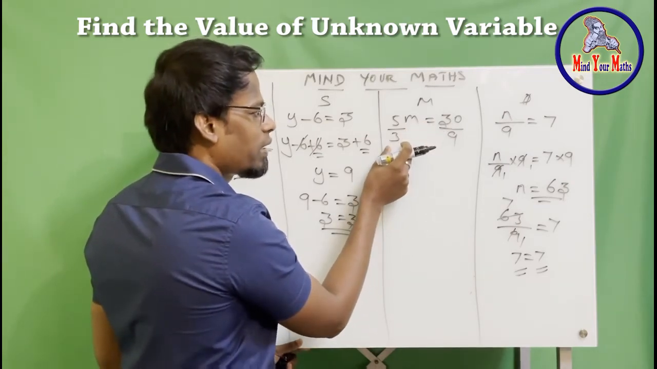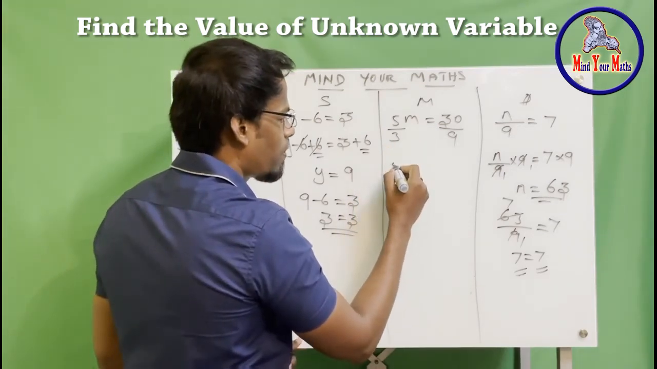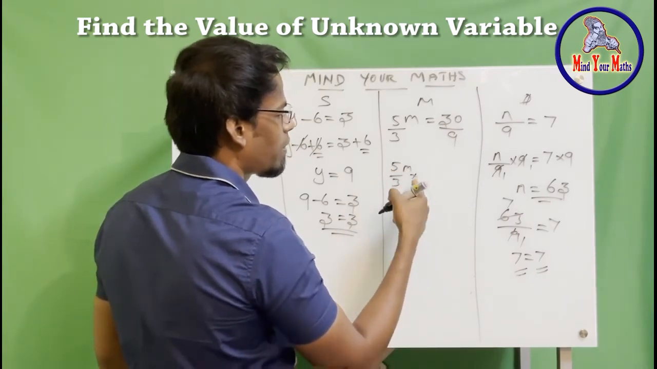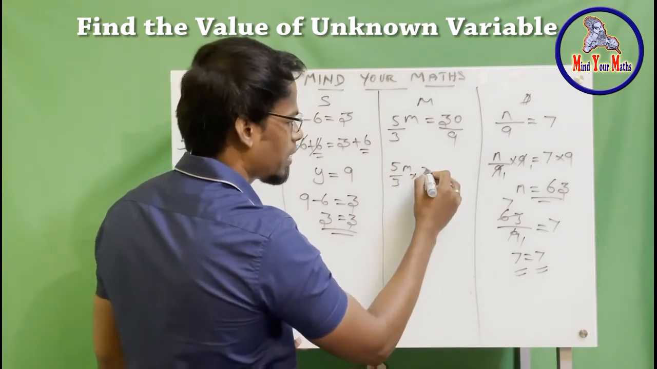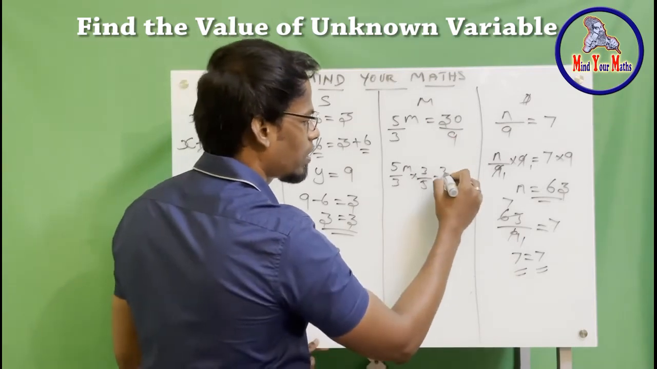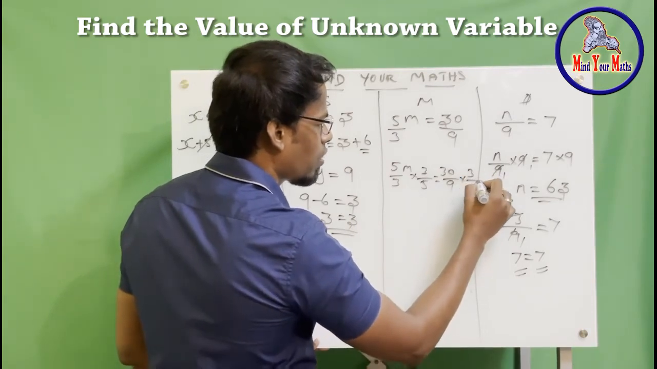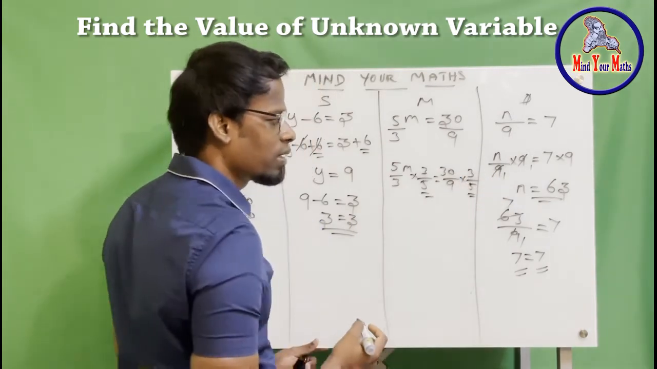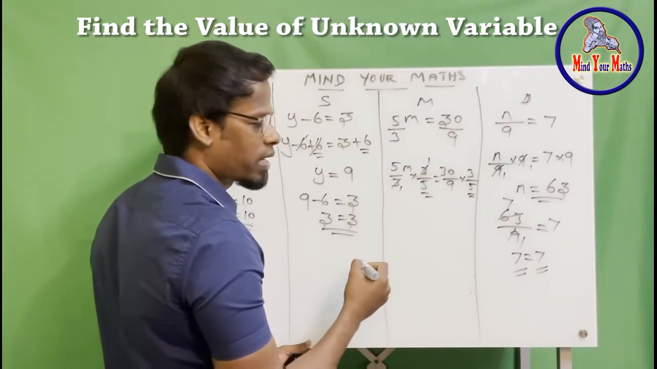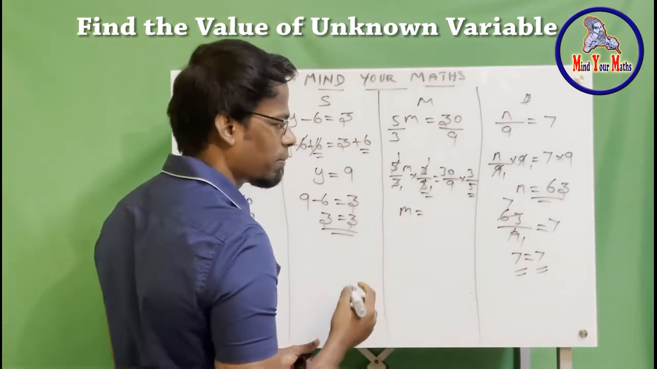Yes, we need to multiply this number using its reciprocal value, which means 5 over 3 m multiplied by, the reciprocal of this one is what? Yes, 3 over 5. But because we are multiplying on the left side, we have to multiply on the right side as well. 30 over 9 times 3 over 5, same value, right? So now let's simplify. See here, 3 to 3 gets cancelled, and then 5 to 5 also gets cancelled. So on the left side, you're left with only m.